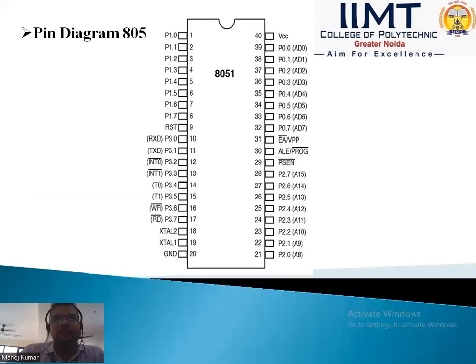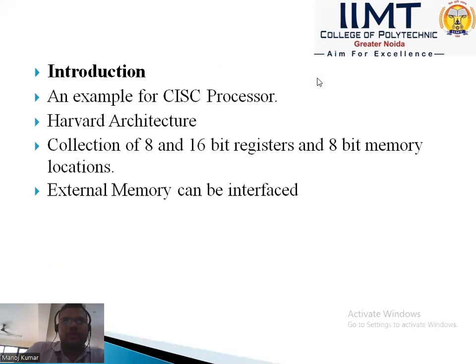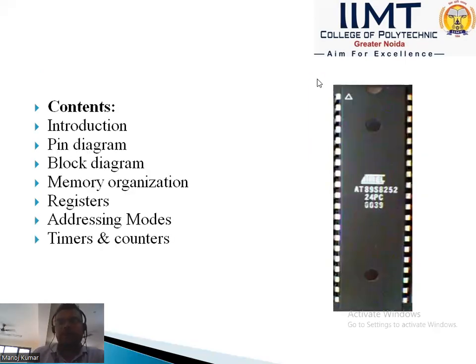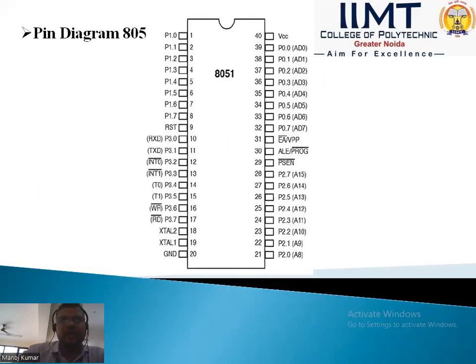This is the pin diagram of the microcontroller 8051. There are 40 pins and 4 ports: P0, P1, P2 and P3. This is pin 1, pin 2, pin 3, 4, 5, 6, 7, 8, 9 and so on, up to pin 40. There is a collection of 40 pins.